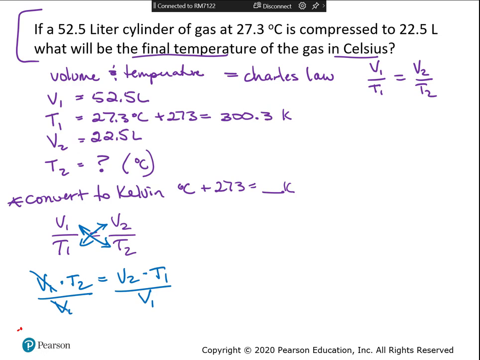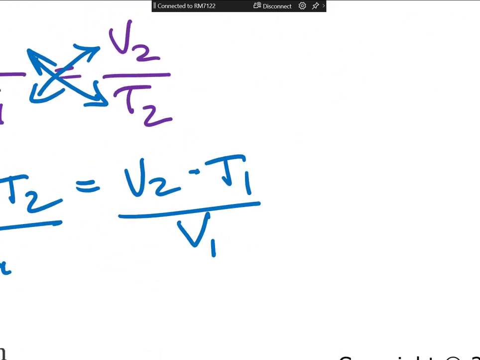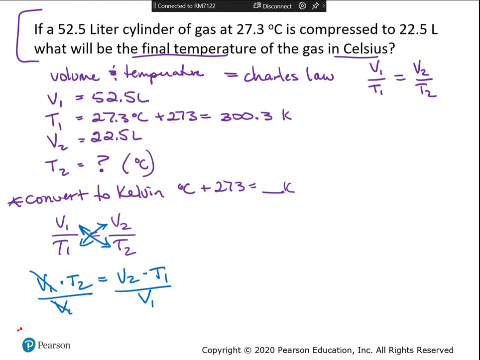So if you end up with the unknown in the denominator, you can make the sides equal by cross multiplying. There's one other way you can do it, and I don't know if you find this way easier, but the other thing you can do is flip the formula. So V1 over T1 is equal to V2 over T2. If I flip the formula, I would just change it to T1 over V1 equals T2 over V2.